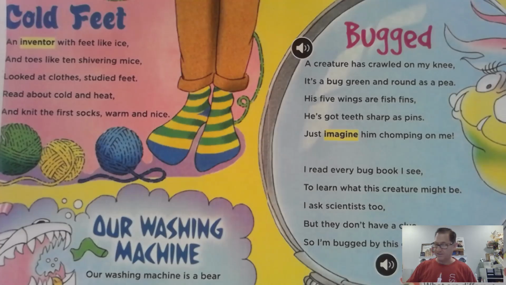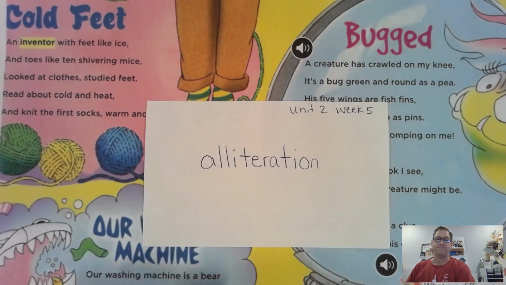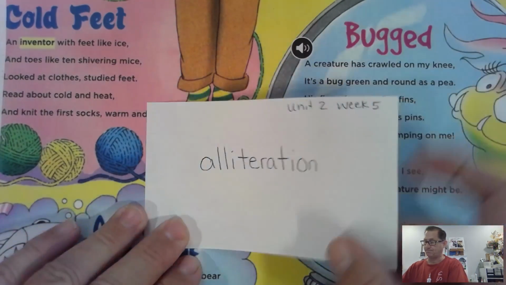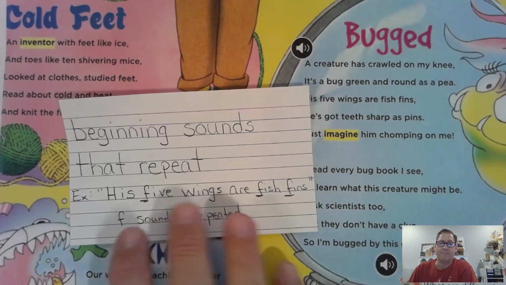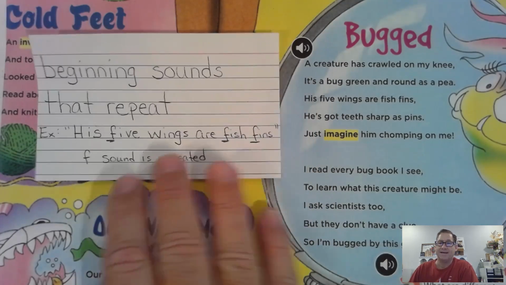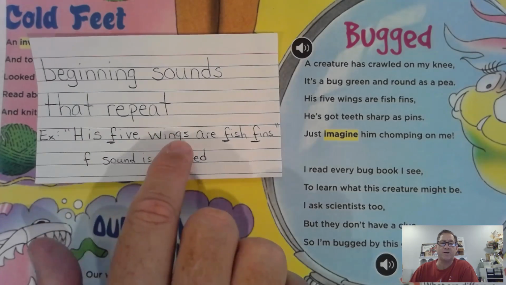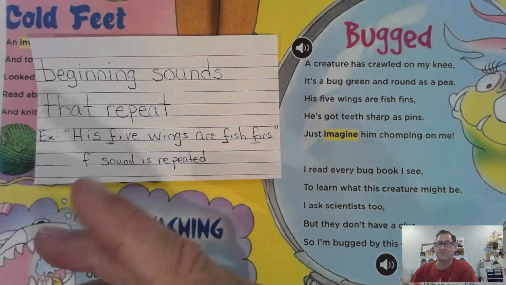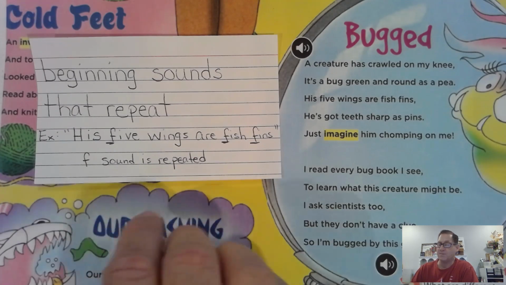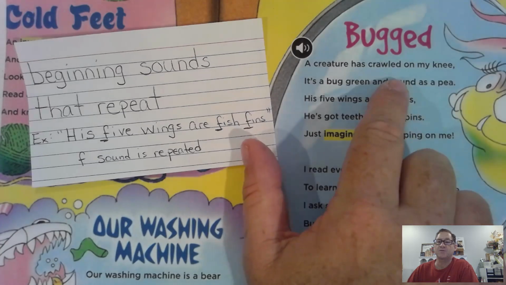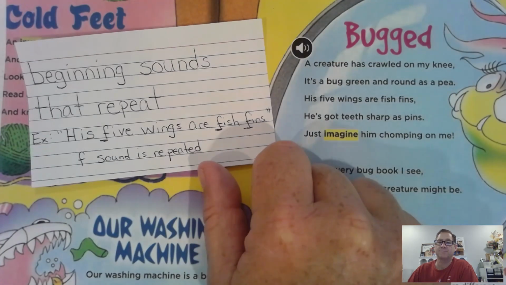And the last word in this week's selection is alliteration. Say that word with me. Alliteration. Okay. Alliteration. So what is alliteration? Alliteration is the beginning sounds that repeat. For example, again in Bugged, his 5 wings are fish fins. The F sounds repeated. Okay. Is that the only place? Well, how about here? A creature has crawled on my knee. Creature, crawled.